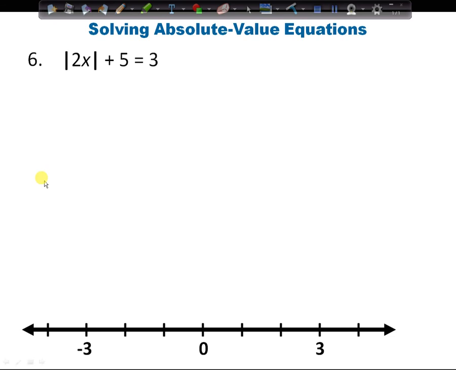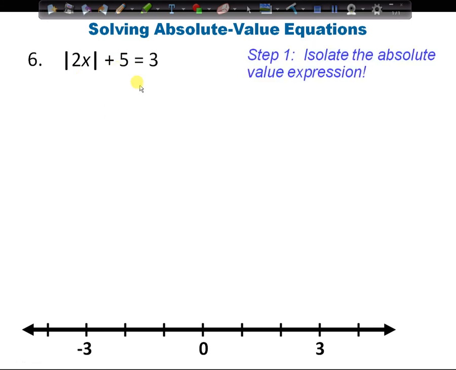All right, let's look at number 6. The first thing we have to do is get our absolute value bars by themselves, isolated on this side of the problem. So we're going to subtract 5 from both sides. When we subtract 5 from both sides, that gives us the absolute value of 2x equals -2.